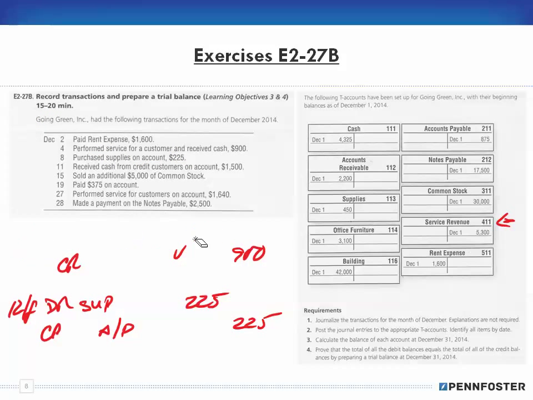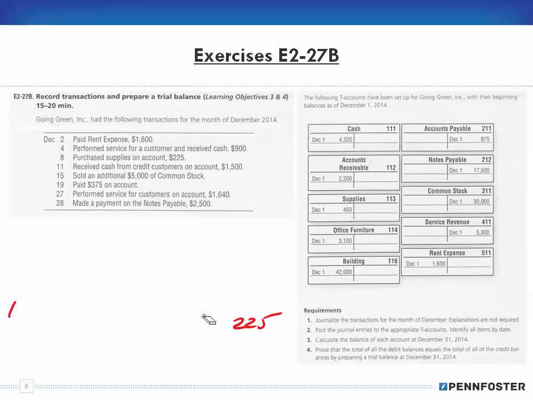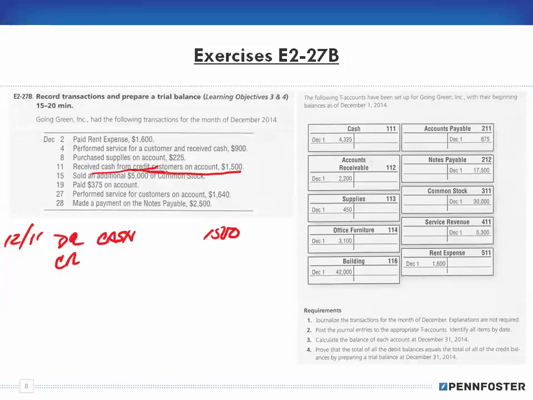12/11. So 12/11. Receive cash from credit customers on account. Right? So am I affecting cash? Yes. I'm receiving cash, so my cash increases, so I debit cash for 1,500. I credit something else. Well, what am I receiving it for? From credit customers on account. Customers are accounts receivable on account, right? So accounts receivable for 1,500.